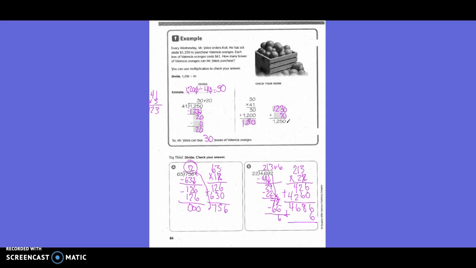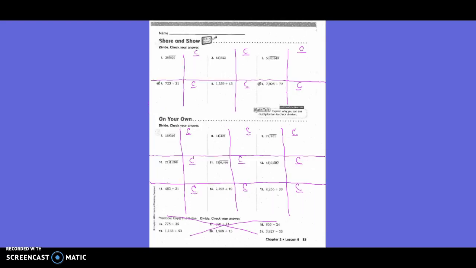So 6 plus 6 is 12. Carry the 1. 1 plus 8 is 9. Bring down my 6. Bring down my 4. Does this match this? Yes. So my answer is 213 remainder 6. This would be what your page needs to look like in order for you to work the problems, and then also check them.